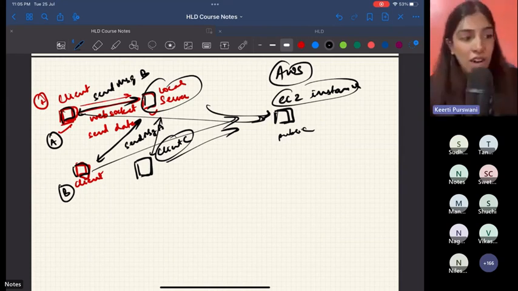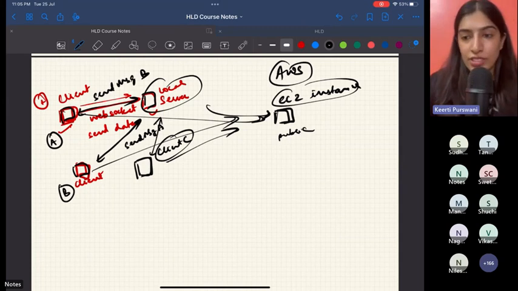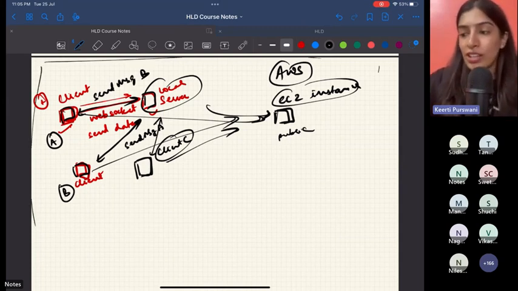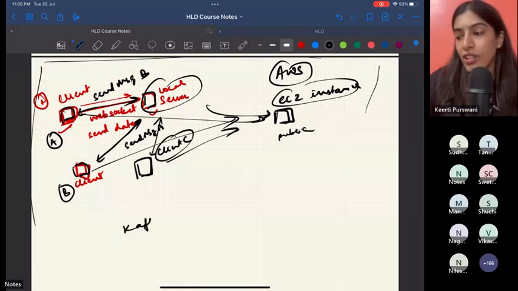Now, you have done this much. This at least you should be able to do by the end of this week, right? This week we will discuss Kafka. We will add Kafka. We will discuss load balancing. We will add load balancers.